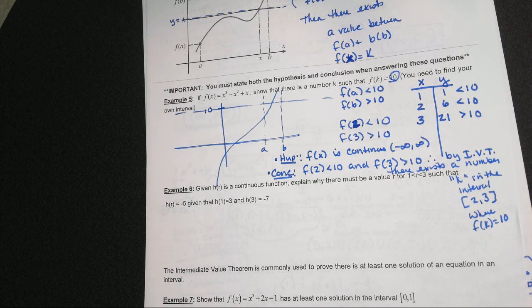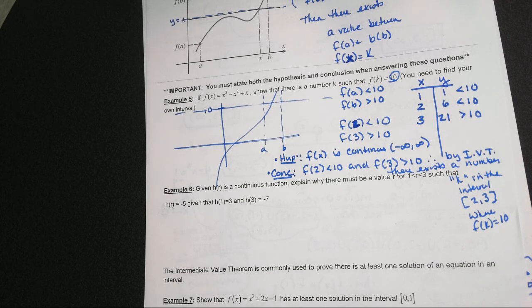Okay? So let's repeat what we just talked about. We've included f of 2 is less than 10, f of 3 is greater than 10, and we found that from the chart. So therefore, by the Intermediate Value Theorem, by the IVT, there exists a number k in the interval that you found where f of k is equal to 10. Okay? That's f of k. Sometimes they make you find the interval, sometimes they'll give you the interval. So any questions?